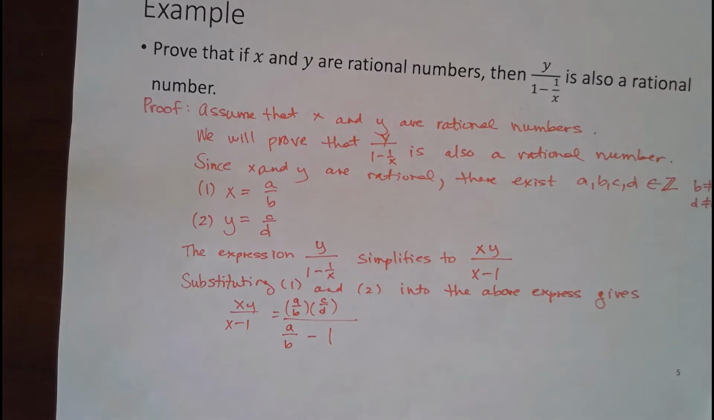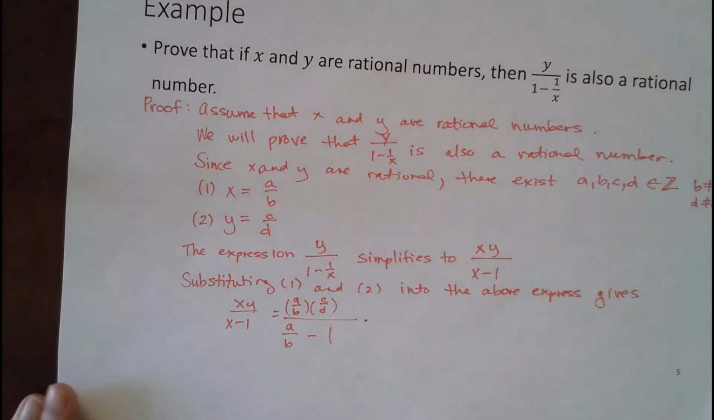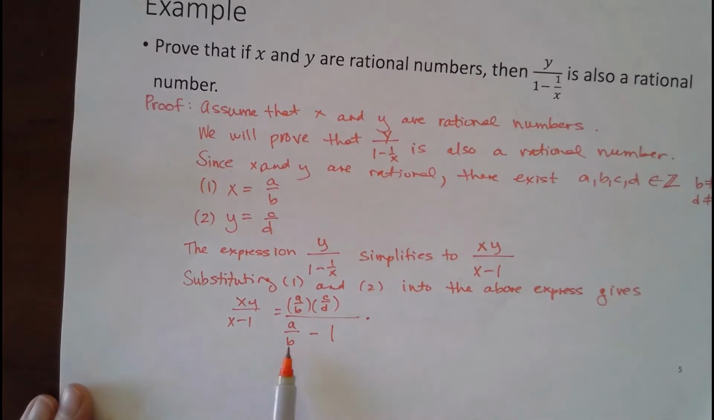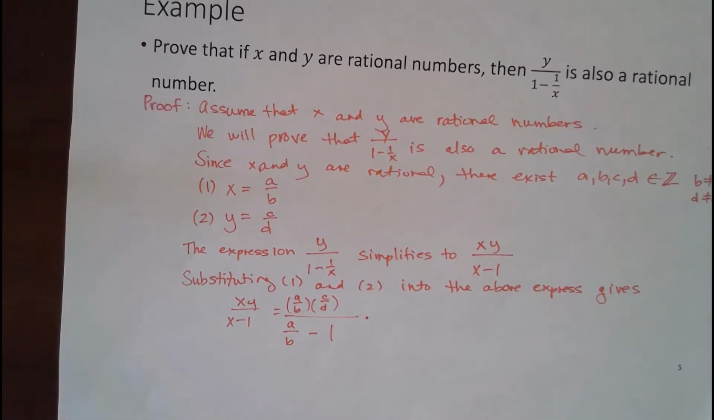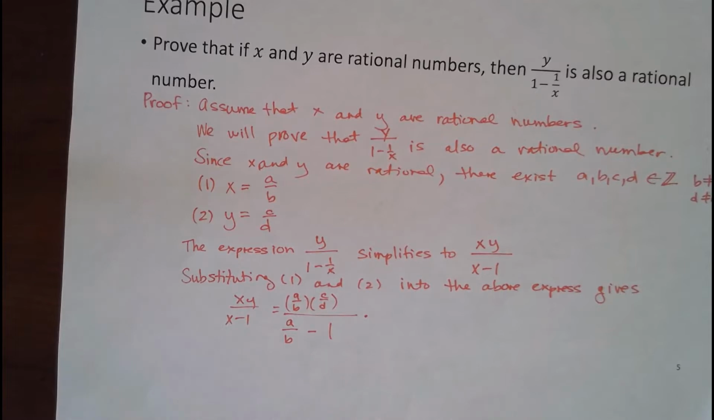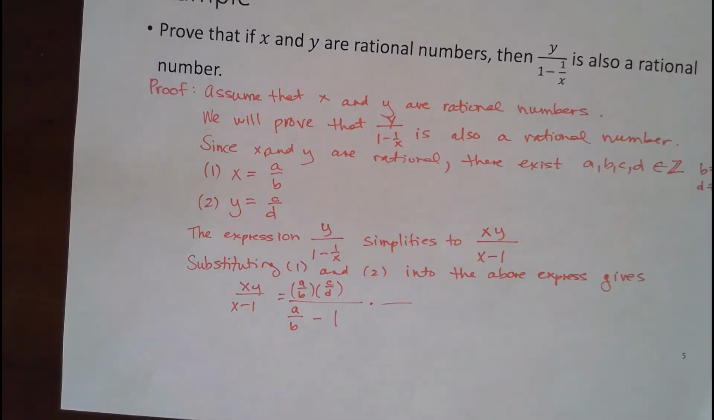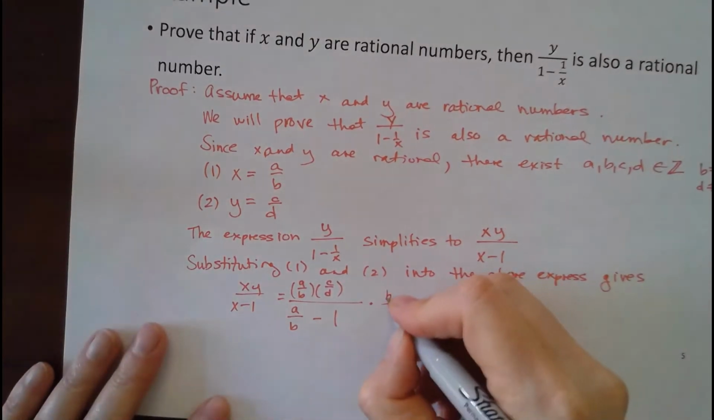Okay, and here's where looking at the denominators and multiplying by least common multiple over least common multiple will make things a little bit easier. So all the denominators are B, D, and B. What's the least common multiple of B, D, and B, and 1? What should I multiply by? Yeah, BD over BD.